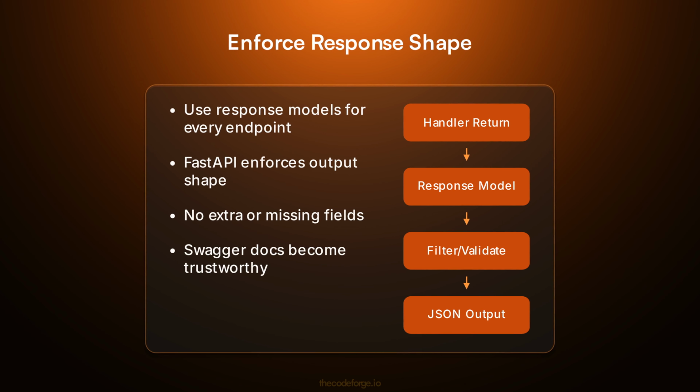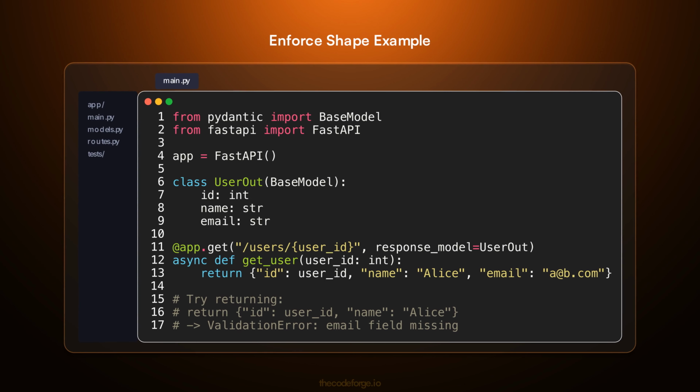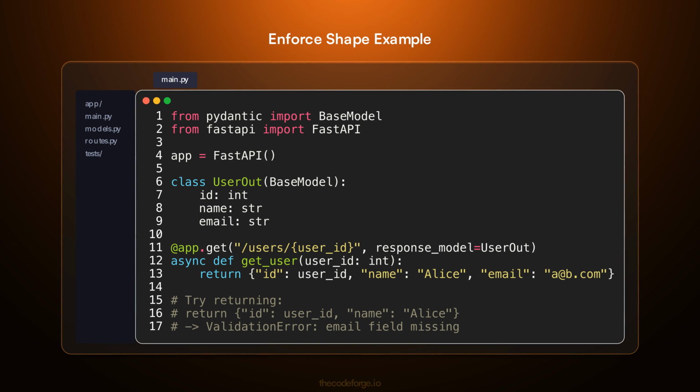Response models turn your API into a contract. FastAPI ensures every response matches the declared shape, catching errors at startup. If you return a dict missing a field, FastAPI raises a validation error. This ensures your API is predictable.